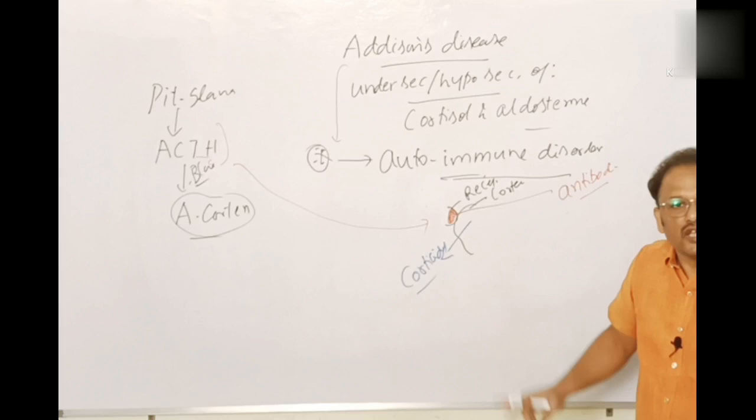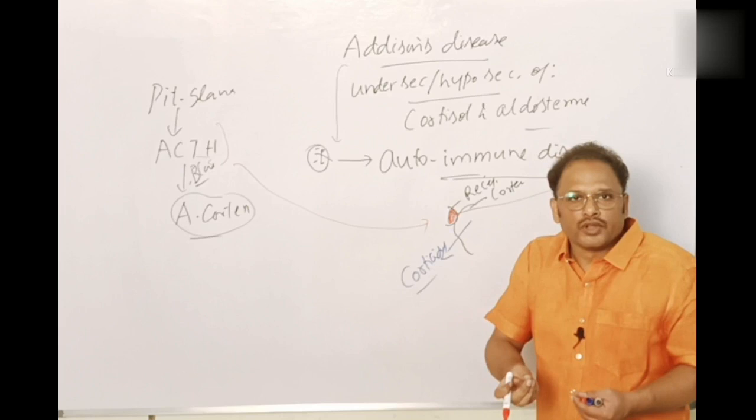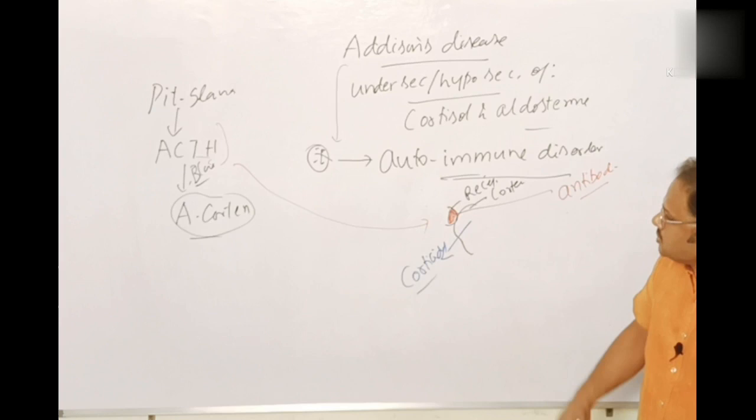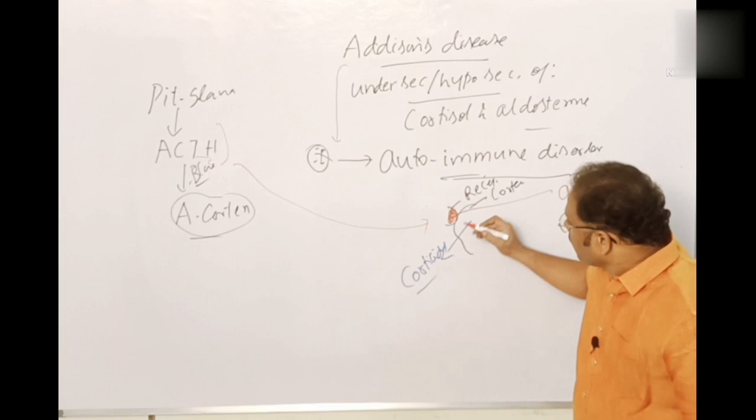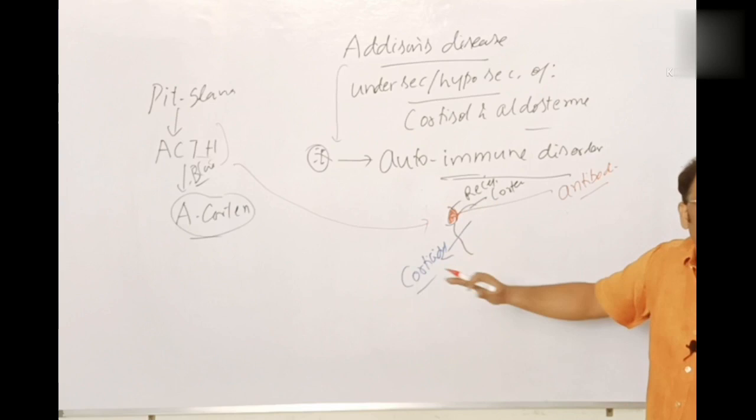When the ACTH is not binding with the receptor, how can it stimulate? So there is no stimulation. The ACTH is not stimulating the adrenal cortex because this receptor is already occupied with antibodies. In this way, the person's antibodies are turning against himself or herself. That's why the adrenal cortex is not stimulated. When the adrenal cortex is not stimulated, there is no release of corticoid hormones.